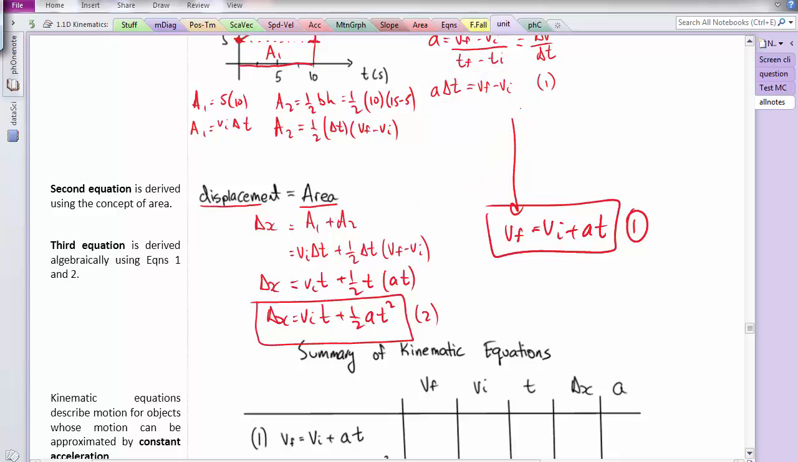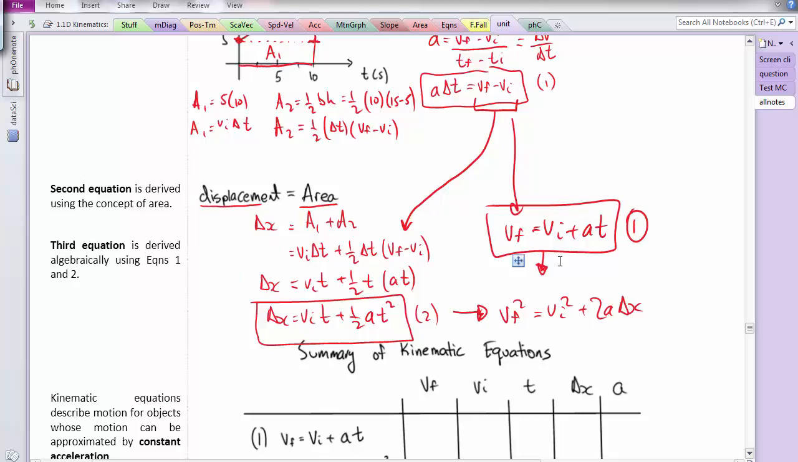And now if we were to put 1 and 2 together, a little bit of algebra, we get VF squared is equal to V initial squared plus 2A delta X. You can do that as an exercise. You're just substituting time inside this equation.